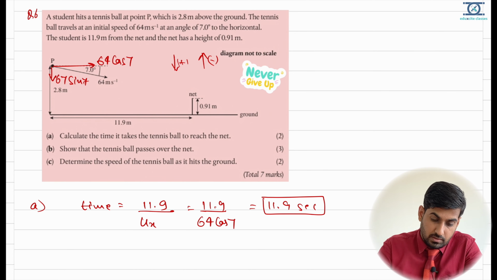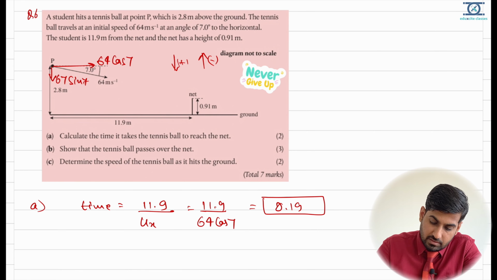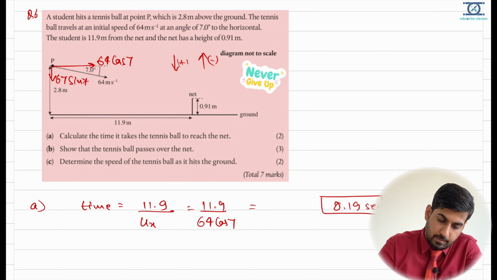Sorry, 11.9 is already given as the distance. So this will be 0.187 second. Rounding off, you can say 0.19 second.